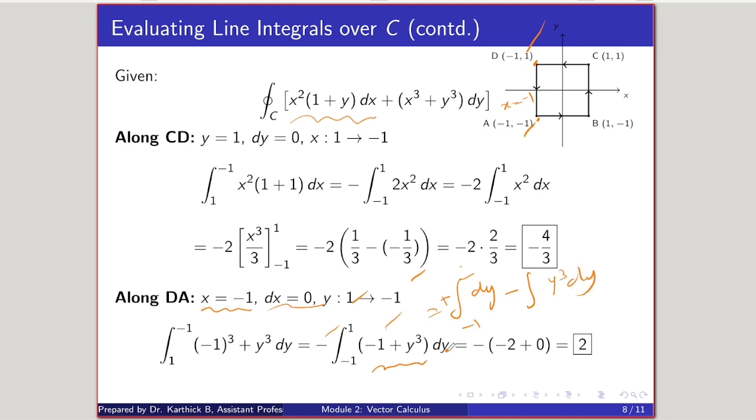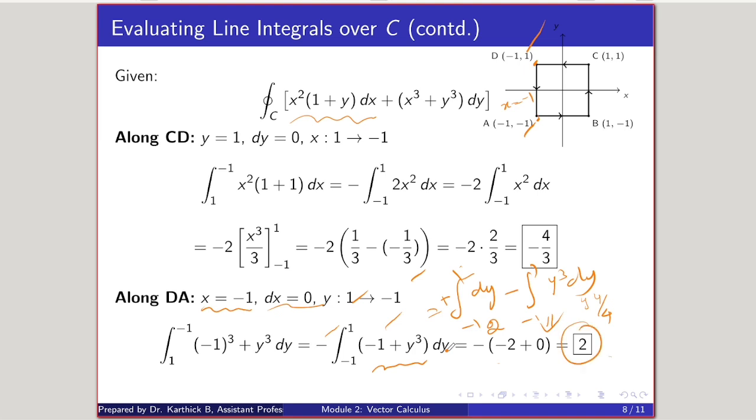I may split the integral. And here it becomes 1 minus of minus 1, which becomes 2. And for this value, y power 4 by 4 will be there. And if I substitute the values, I will get 0 as in the previous case. So finally I am getting 2 alone.